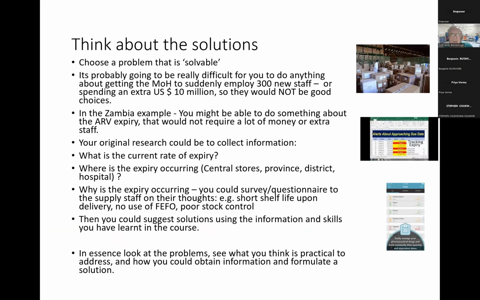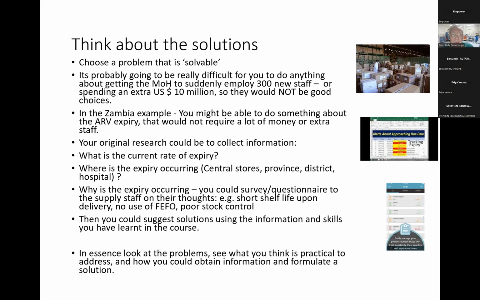Then think about the solutions. The point here is to choose a problem that is solvable. If you say, well, the only way to solve this problem is to employ 300 new staff and spend $10 million, frankly, I don't think the Ministry of Health is going to listen to you. So choose something that is simple and relatively easy to do, but can have a big impact. So in this Zambia example, doing something about the ARV expiry should be relatively easy, relatively simple.